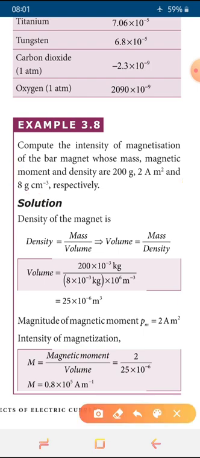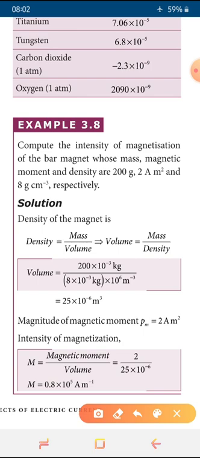Then we substitute that value and solve. We get 25 into 10 power minus 6 m cube. I hope you all know about this derivation, how to convert into smaller terms. You are studying 12th, so I think you know it well. These are small workouts, not that complicated yet. If any doubt we can discuss, you can call me or send a message through WhatsApp. So the volume we get is 25 into 10 power minus 6 meter cube.